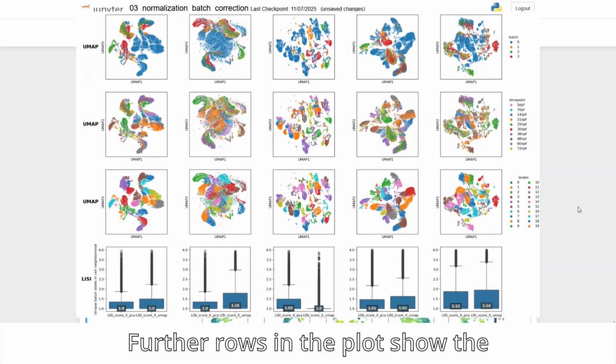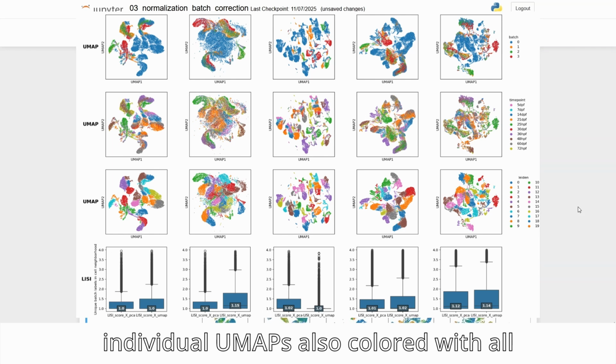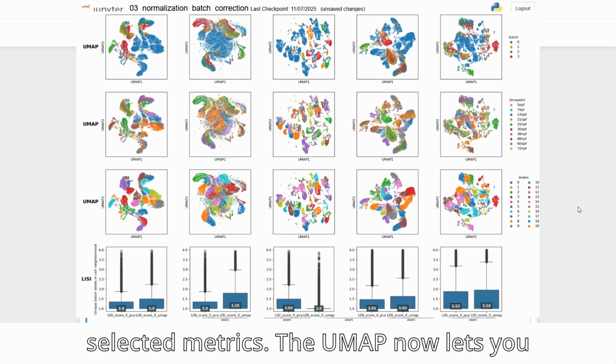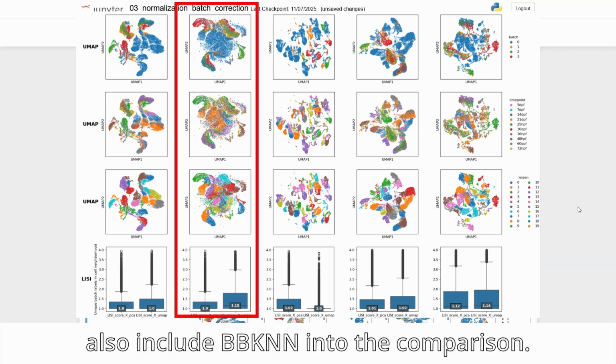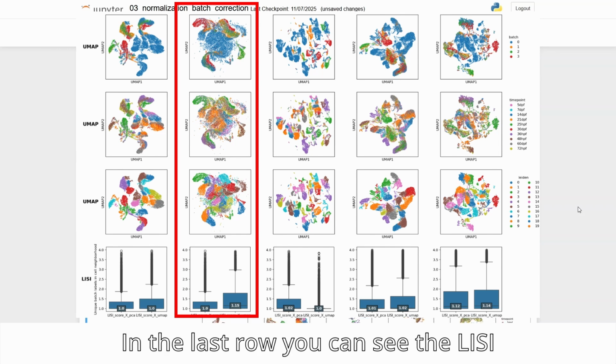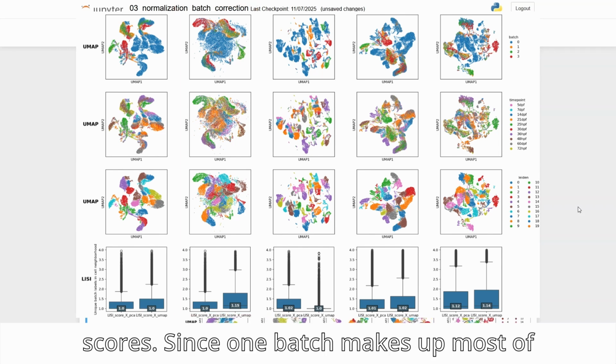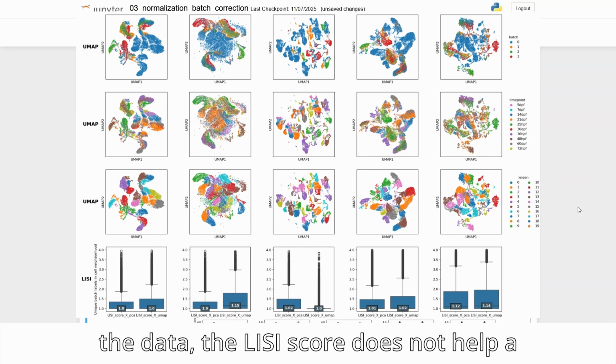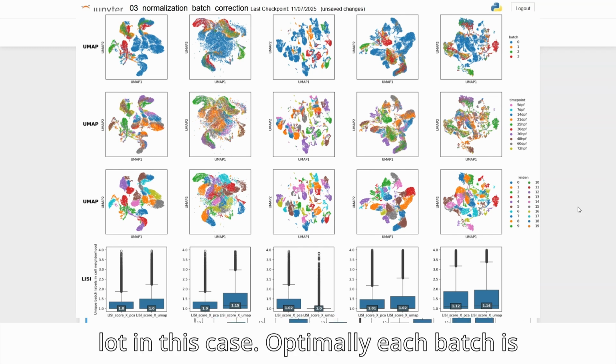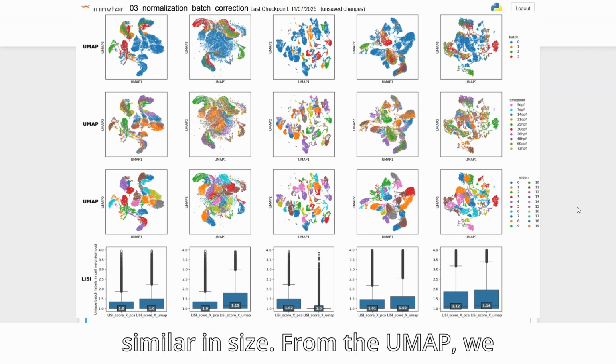Further rows in the plot show the individual UMAPs, also colored with all selected metrics. The UMAP now lets you also include BBKNN in the comparison. In the last row, you can see the LISI scores. Since one batch makes up most of the data, the LISI score does not help a lot in this case. Optimally, each batch is similar in size.